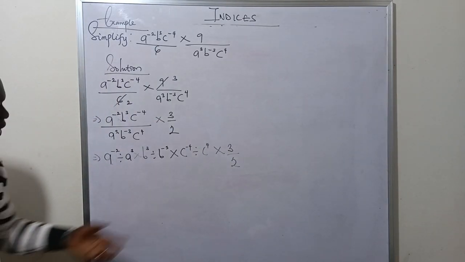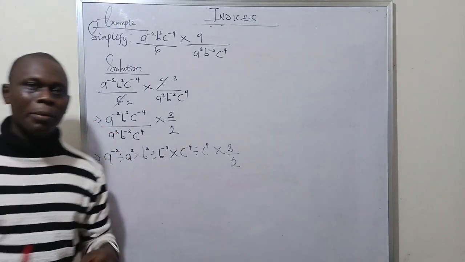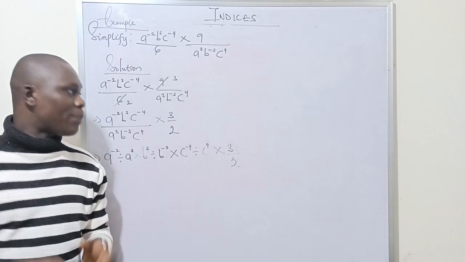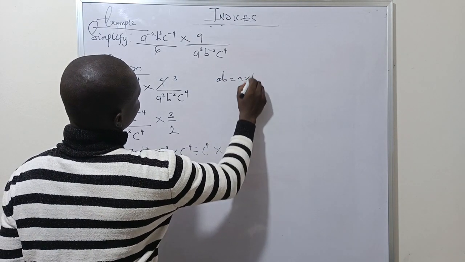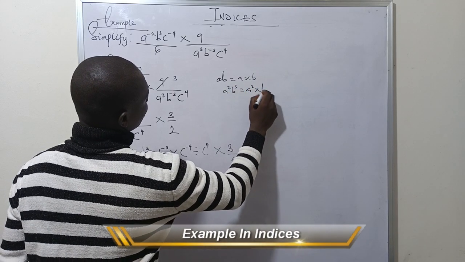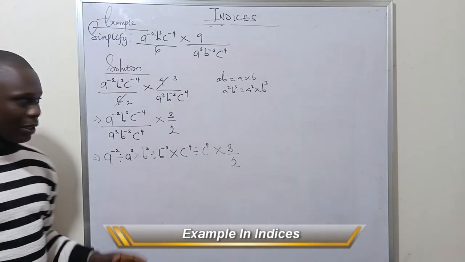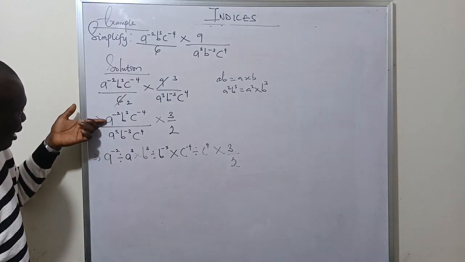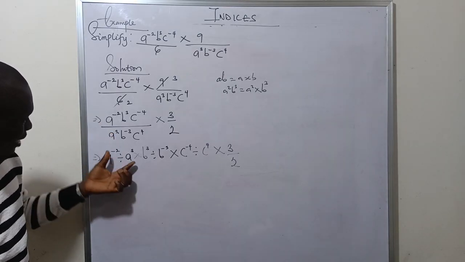So what I've just done here is, don't forget, when you have two alphabets coming together in mathematics, like AB, AB is the same thing as A times B. Or a raised to the power of 2, b raised to the power of 3 is the same as a raised to the power of 2 times b raised to the power of 3. So that's that in mathematics. That's what I've done here. This divided by this is the same thing as a raised to the power of 2 divided by a raised to the power of 3.